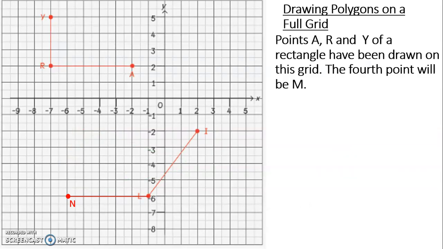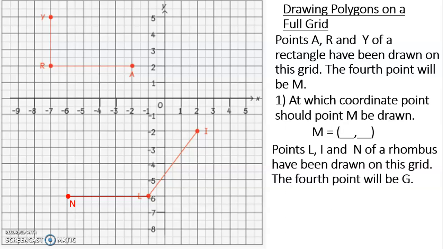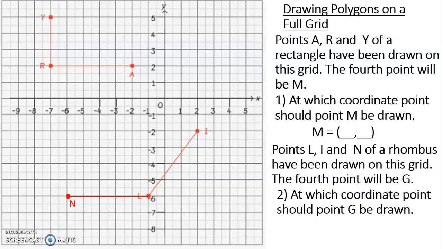Points A, R and Y of a rectangle have been drawn on this grid. The fourth point will be M. At which coordinate point should point M be drawn? And then a second part, points L, I and N of a rhombus have been drawn on this grid. The fourth point will be G. Which coordinate point should point G be drawn? Pause the video now if you'd like to solve it yourself, and the rest of us, we will start on 1.